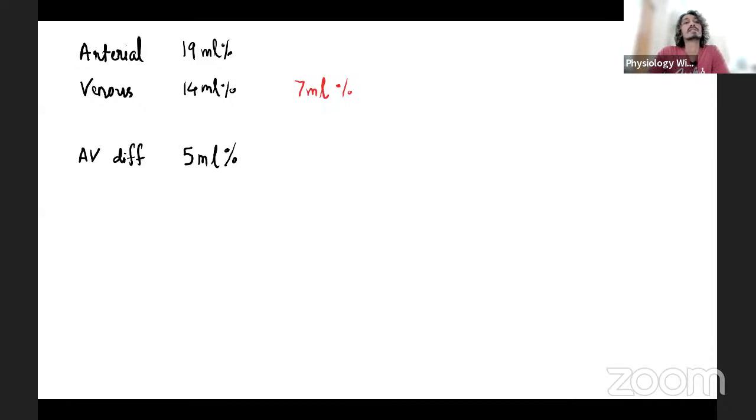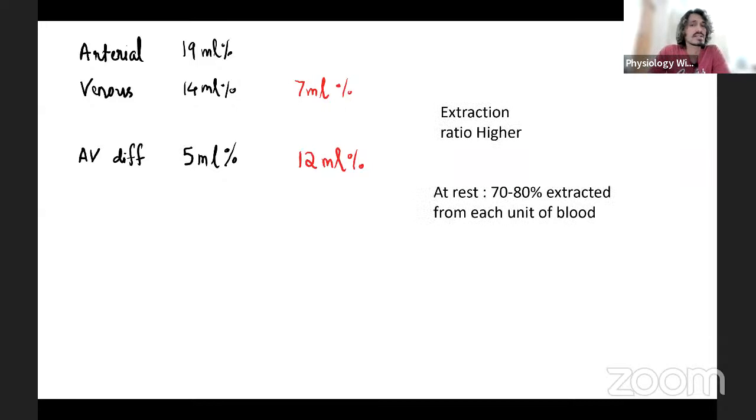But when you take a look at your coronary circulation, at the venous level, the percentage saturation is around 7 ml percentage. That means the oxygen extraction is much higher over here. So the AV difference comes to around 12 ml percent. The extraction ratio is much higher, and usually at rest around 70 to 80 percent of oxygen is extracted from each unit of blood.